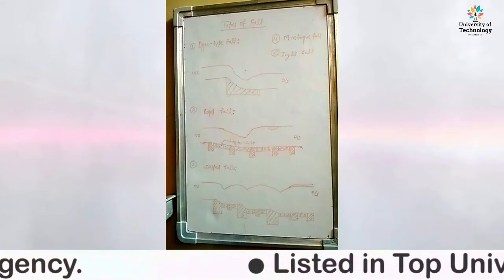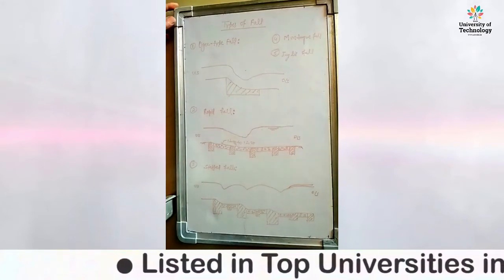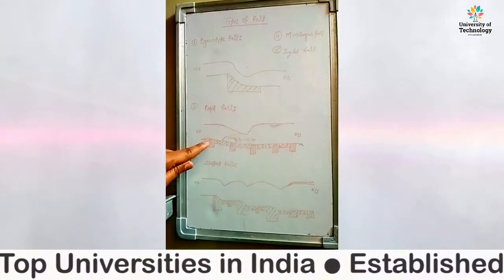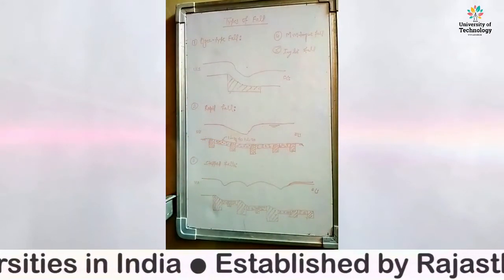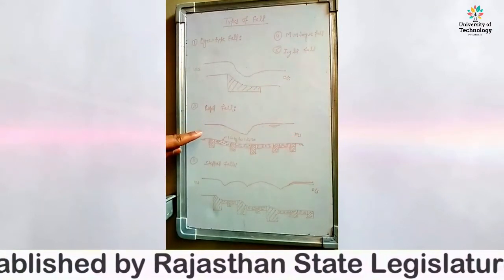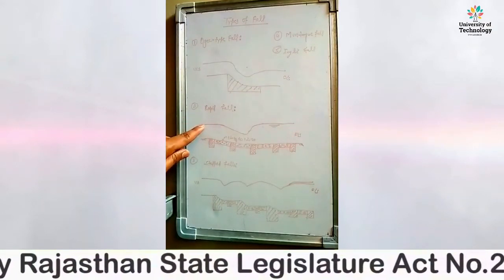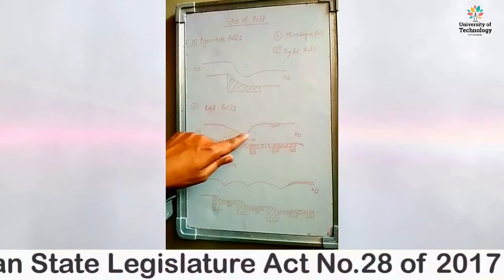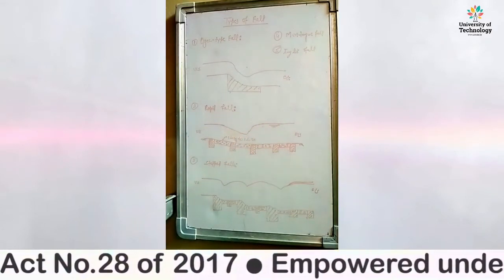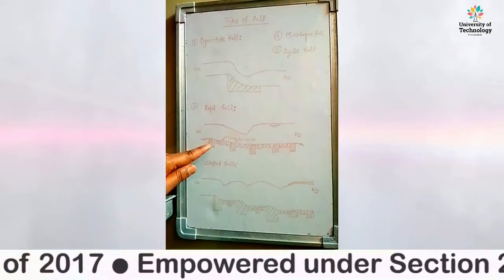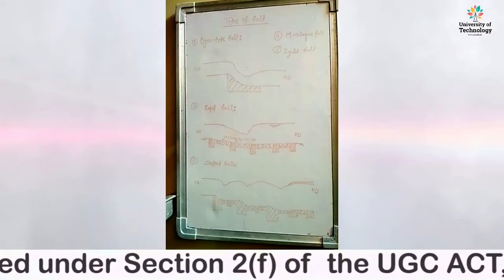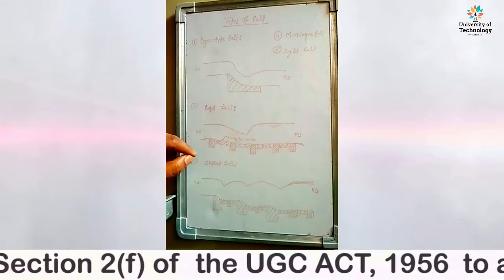The next one is the rapid fall. You can see here this is a rapid fall, this is the upstream side, this is the downstream side, and this is the FSL of the water in the river or canal, we can say. What is the main basis of this rapid fall?